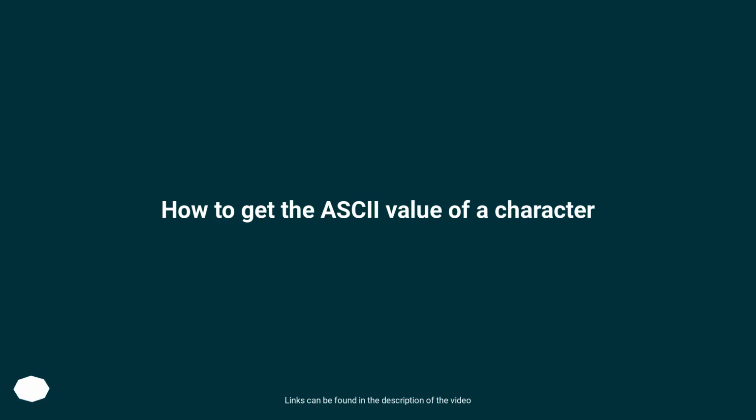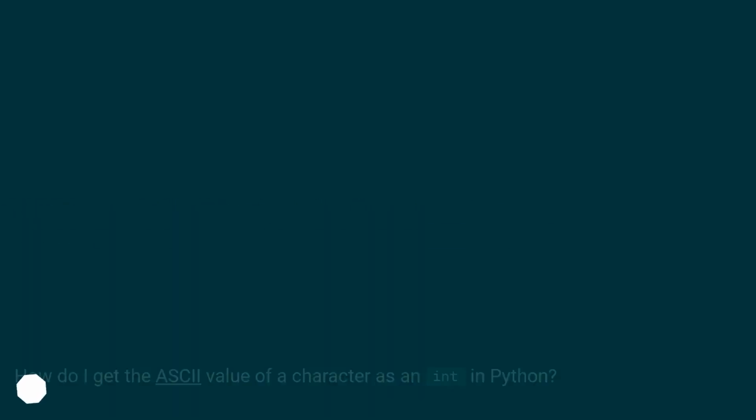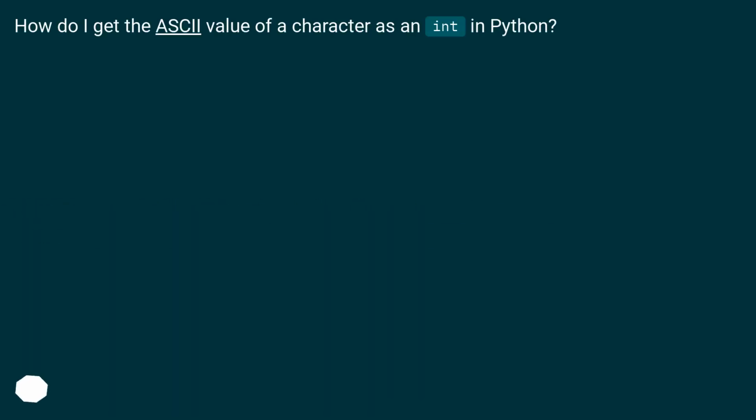How to get the ASCII value of a character. How do I get the ASCII value of a character as an int in Python?